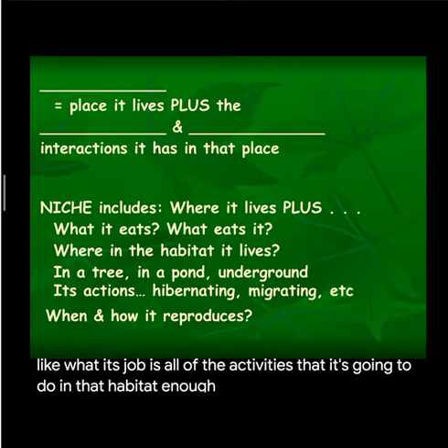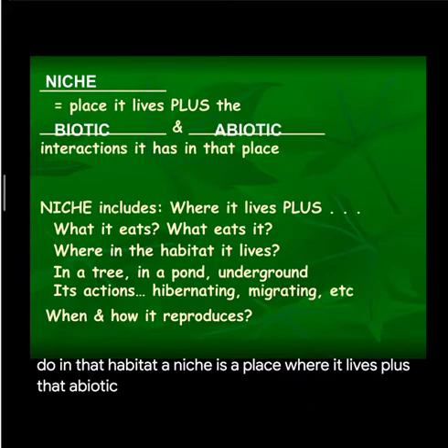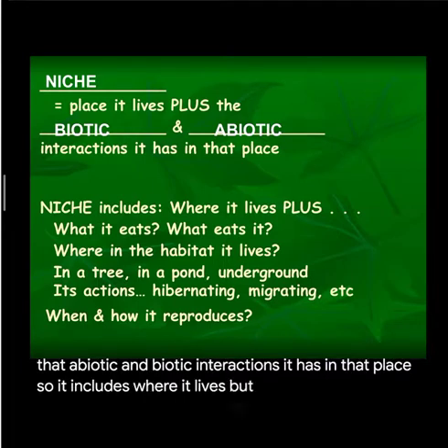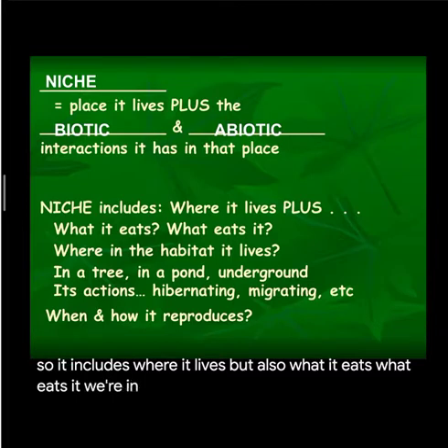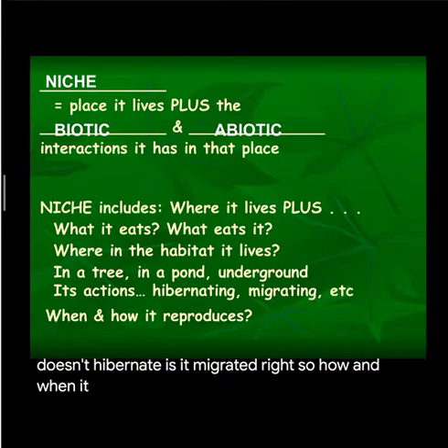So a niche is a place where it lives, plus the abiotic and biotic interactions it has in that place. So it includes where it lives, but also what it eats, what eats it, where in the habitat it lives. Does it live in a tree? Does it hibernate? Does it migrate? Right? So how and when it reproduces. So that's its niche. That's its role.